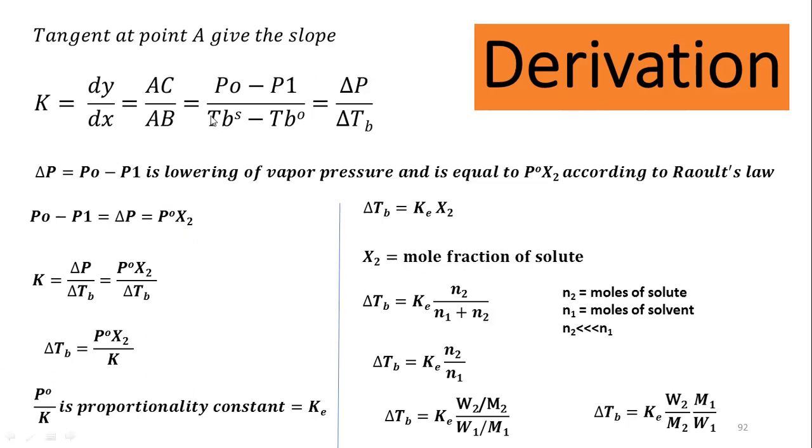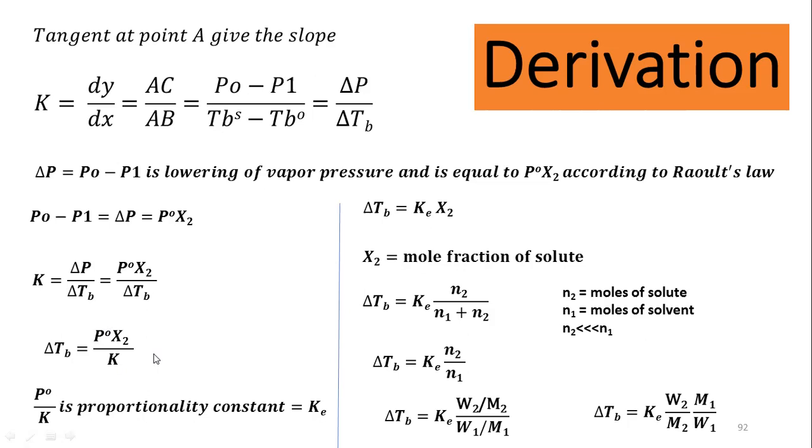So again, k equals this. This is the same equation I will be using from here. Now you can put the value of delta P equal to this, divided by delta TB. If you want to get the delta TB, that means the boiling point elevation, this is the rearrangement, and K will divide over here.